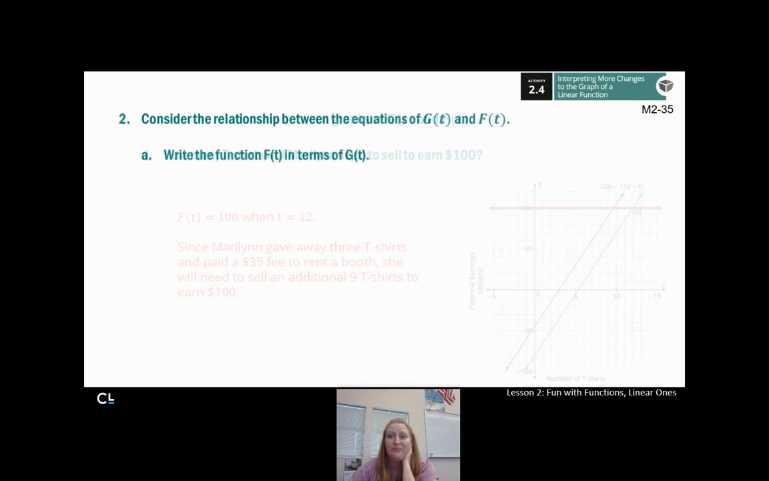I don't know. Hey, speaking of that function that we haven't written yet, write the function. But notice what the question is asking you for. Can you write the function f of t in terms of g of t? Like, what did you do to g of t to get f of t? Give that some thought and write down your thoughts on that, and then hit play when you're ready to check your work.